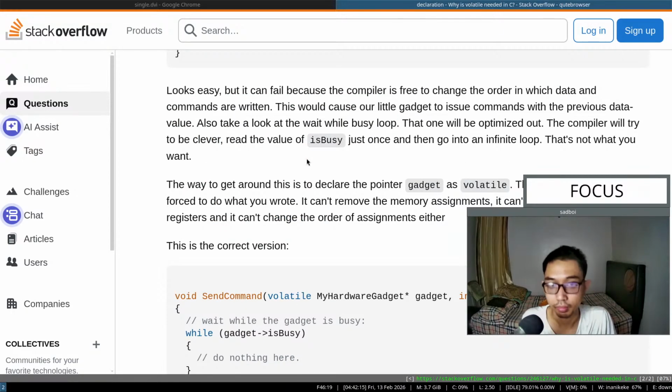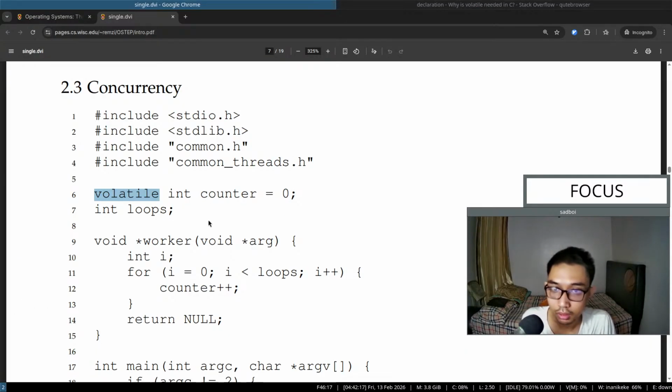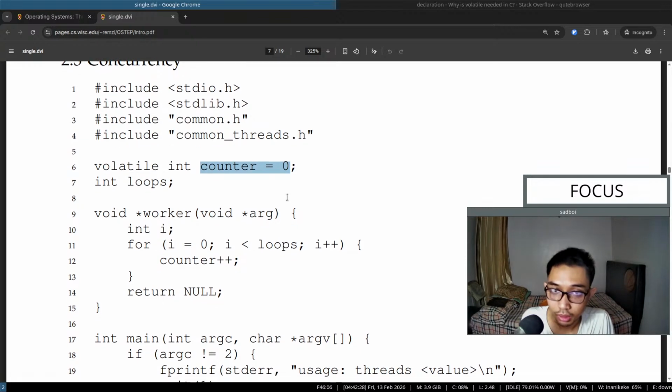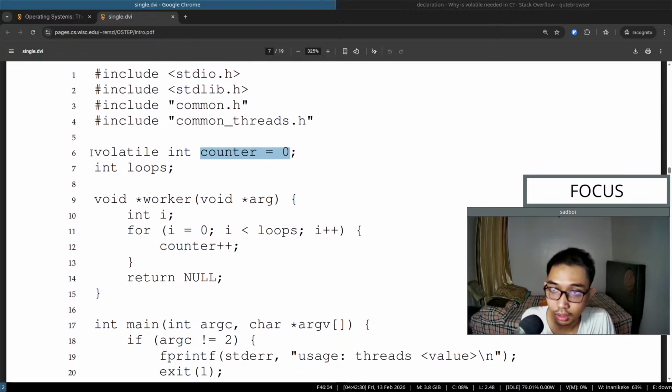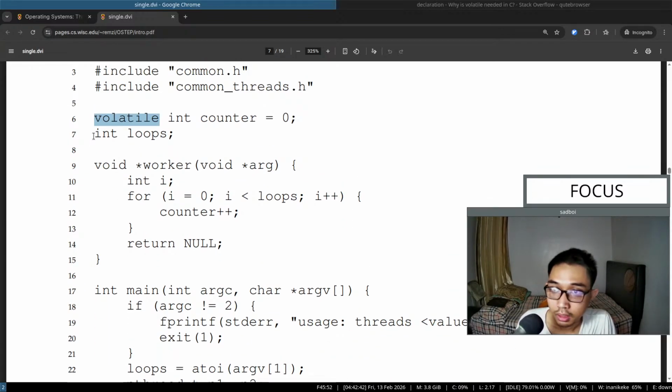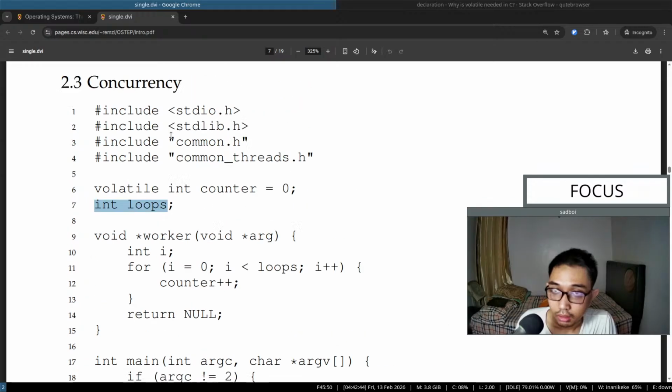Okay then. Tell the compiler to treat this variable as is. Maybe something like that. I haven't tried the volatile keyword yet, so I'm not really sure. Okay, in loops.